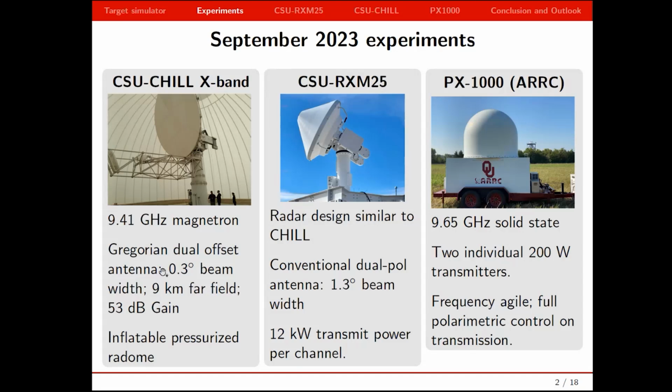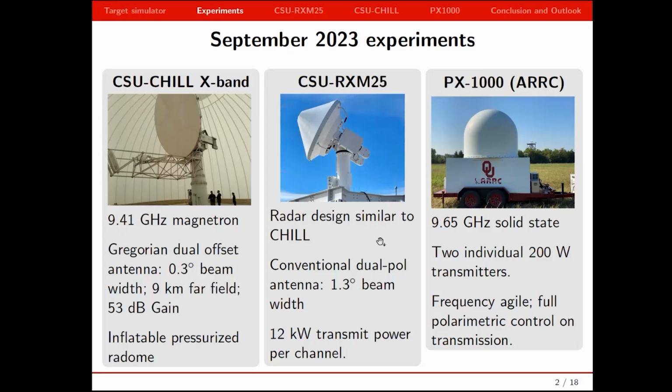One experiment took place at the CSU Chill radar facility in Colorado. There we were investigating the Chill H-band radar. I think it's a very famous radar. It's an S and an H-band radar. We were only looking at the H-band frequencies. The most prominent feature of this radar is the 0.3 degree beam width, which imposes some difficulties for the calibration.